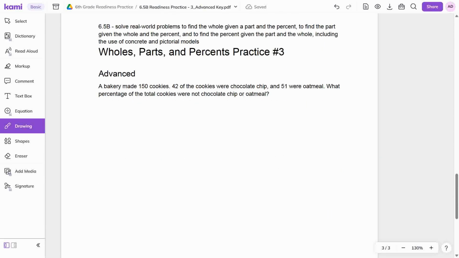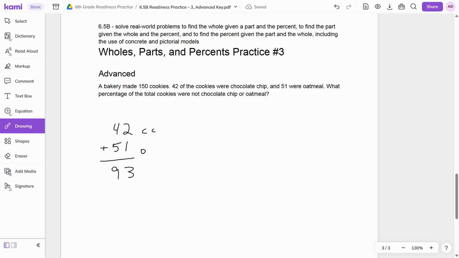Then we have a bakery on our third problem. Made 150, 42 were chocolate chip, 51 were oatmeal. What percentage were not chocolate chip or oatmeal? Okay. So I'm going to take my 42 and my 51. Let's figure out how much those two make. 93. Okay, so this is my chocolate chip. This is my oatmeal.